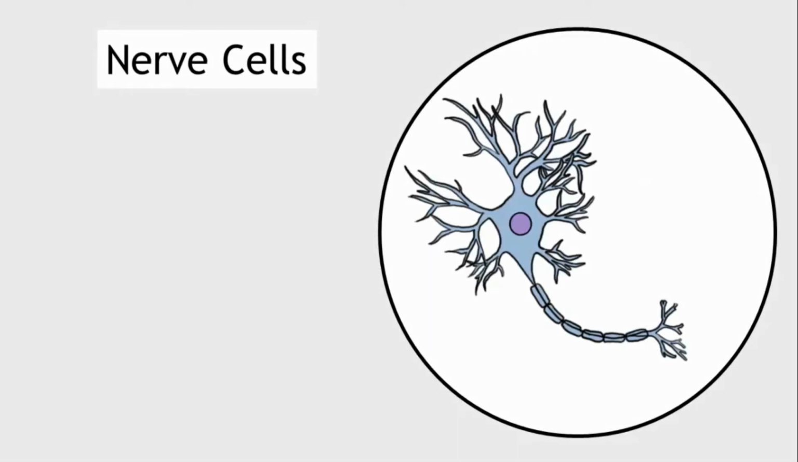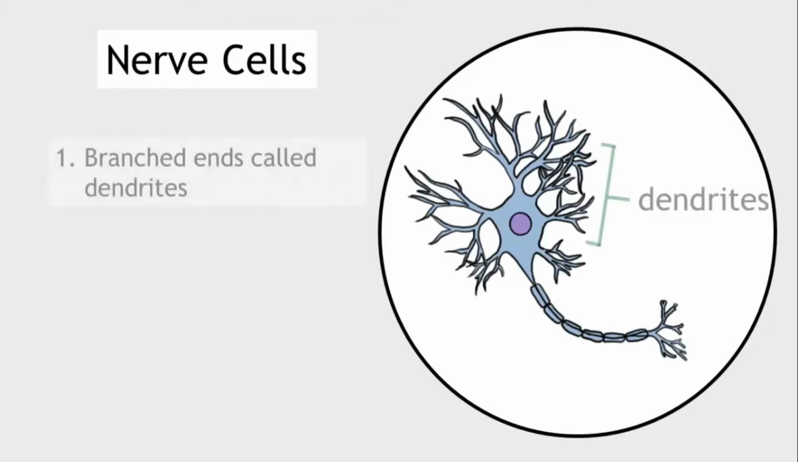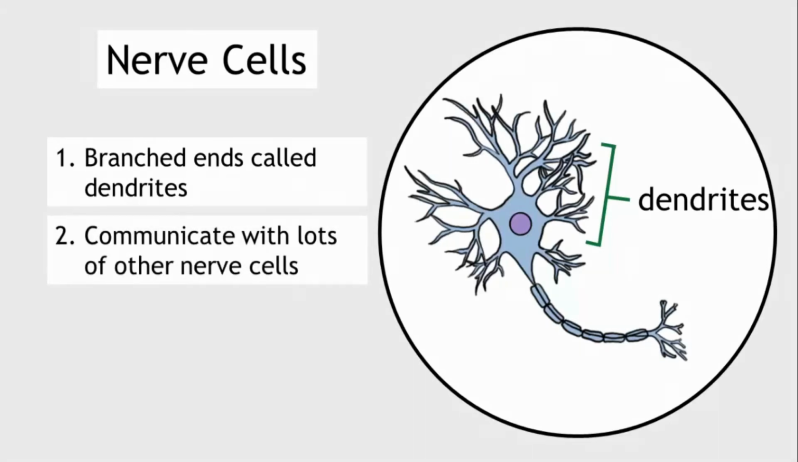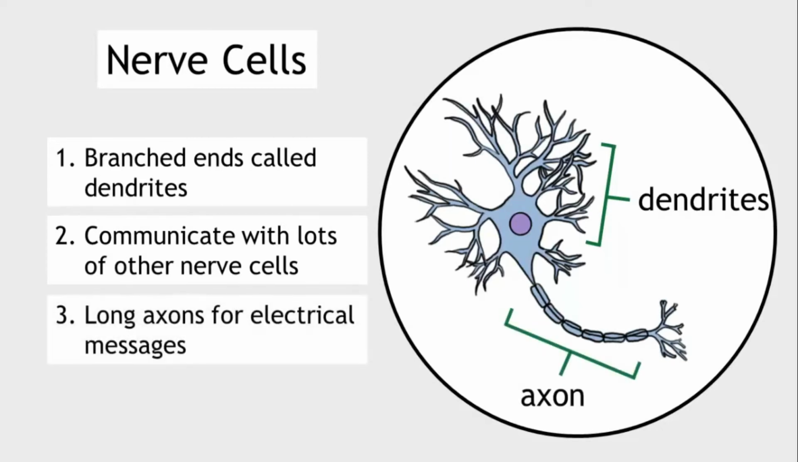Nerve cells are specialized in that they have branched endings called dendrites. This is so that they can communicate with lots of other nerve cells. You will also notice they have long axons along which the electrical message can travel.